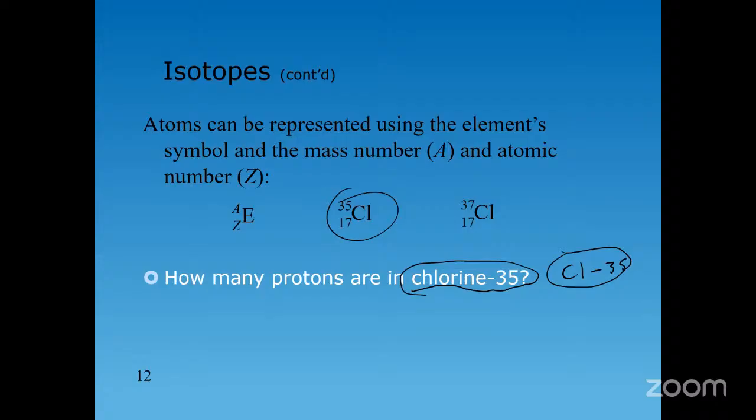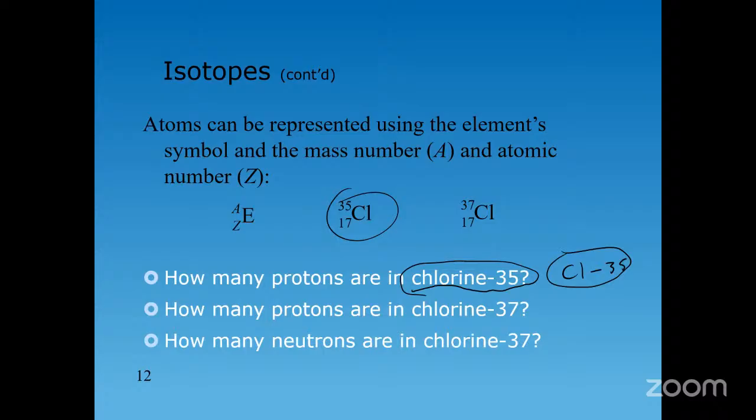How many protons are in chlorine 35? 17. Exactly. Excuse me, how many protons are in chlorine 37? 17, exactly, same element, right? Each element has its own unique atomic number. And then it's asking how many neutrons are there in chlorine 37? I think I gave away the answer already, it's 18. All right? So basically, once you're given the isotopic symbol, then you should be able to determine the number of protons and neutrons and so on.